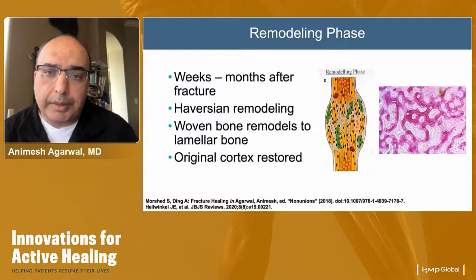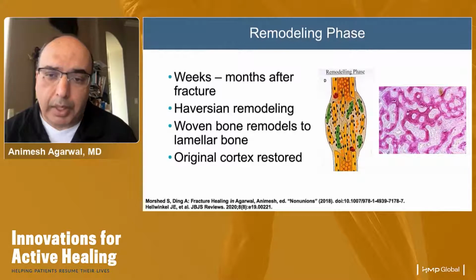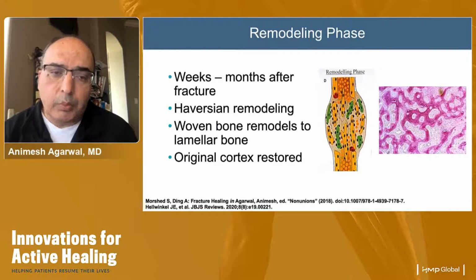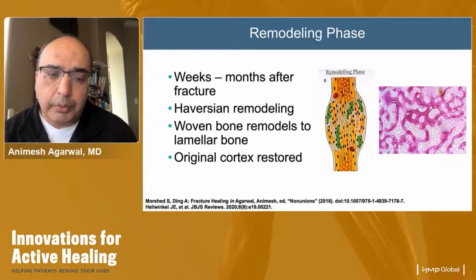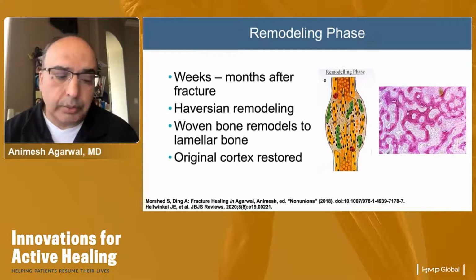So the remodeling phase takes over. And again, that occurs from weeks to months after the fracture. You get remodeling of the haversian canals, which again help with more blood supply to integrate into the fracture site. That woven bone remodels to lamellar bone, which you can really see in the microhistology slide there on your right, with that pink wavy stuff is the nice bone forming. And the original cortex is eventually restored.